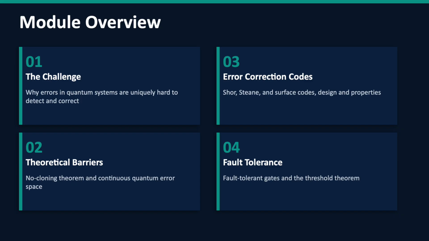The third and fourth sections cover the actual tools, the specific codes that engineers use to protect quantum information, and the broader framework of fault-tolerant computation that ensures the entire computing process, not just the data storage, remains reliable. Each section connects directly to current real-world hardware efforts, so this is not just abstract theory, but the blueprint for machines being built right now.